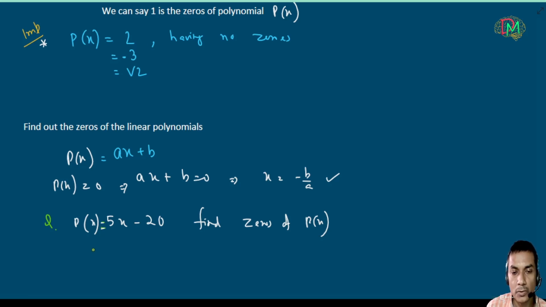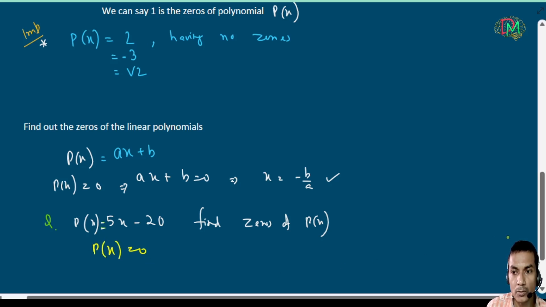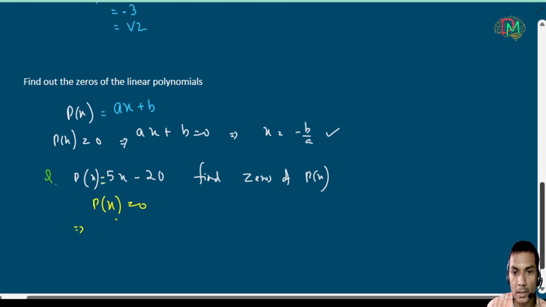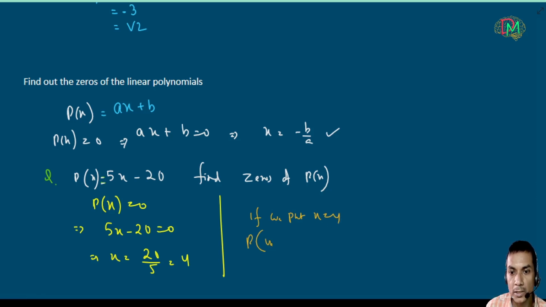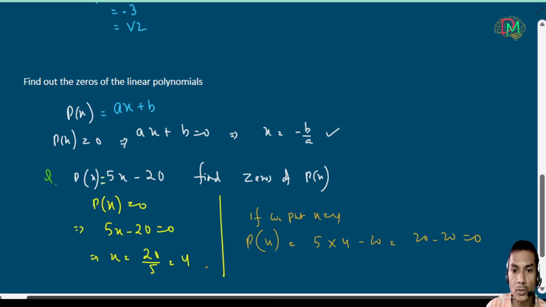First we put p(x) equal to 0. Then 5x minus 20 is equal to 0, so x is equal to 20 by 5, which is 4. Why is it 4? We can check it. If we put x equal to 4, what value do we get? We get 5 into 4 minus 20, that is 20 minus 20, equal to 0. So my answer is correct.